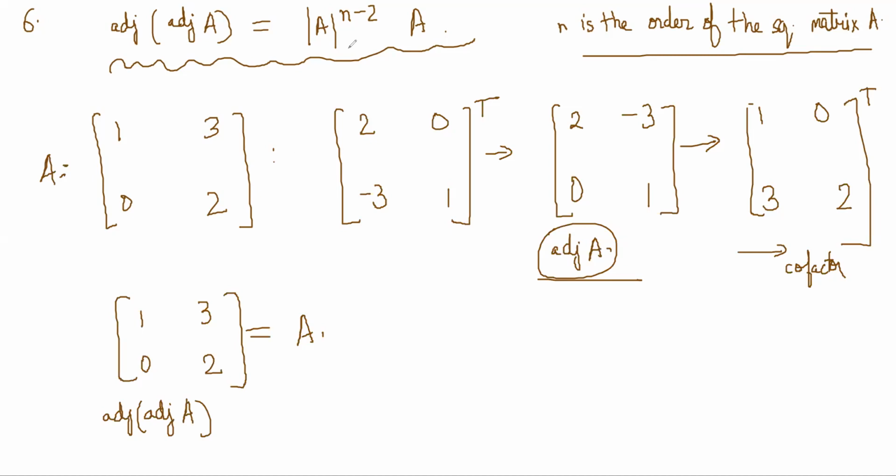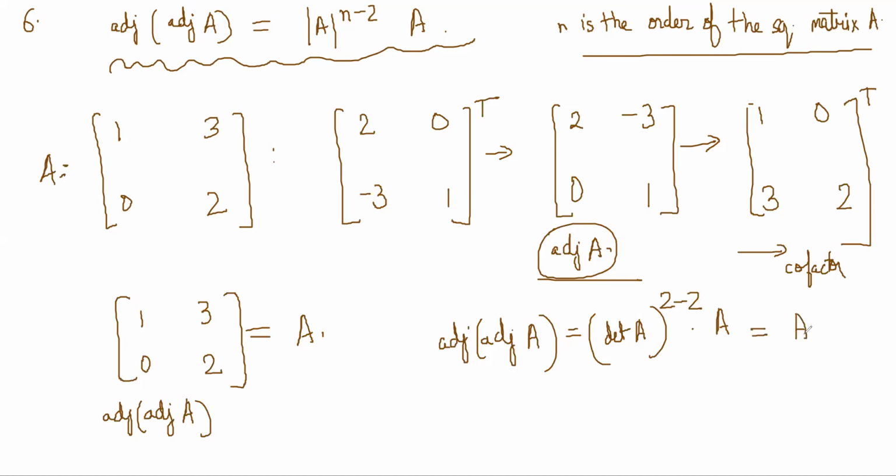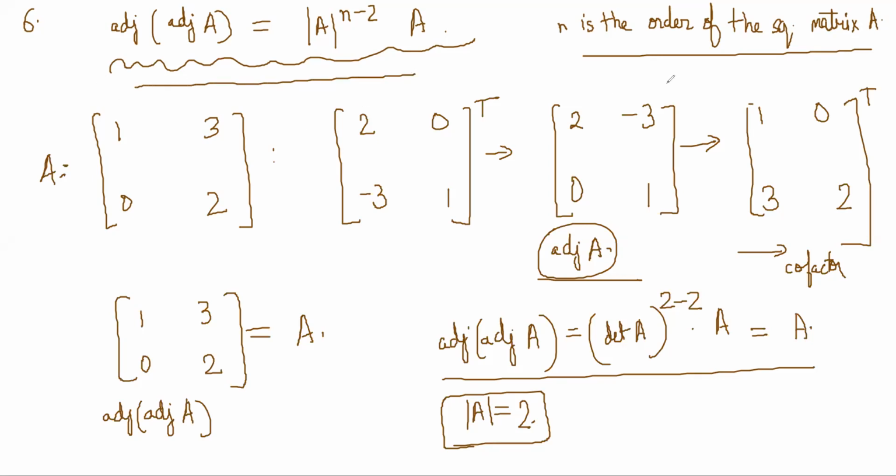So that verifies the property, at least for square matrices, that adjoint of A is equal to det of A whole to the power 2 minus 2 into A, right? Which is equal to det of A to the power 0. So it's the same as A, right? For square matrices of order 2, adjoint of A is the same thing. Det of A here was 2. Makes sense? Yeah. So this property has been verified for square matrices of order 2.